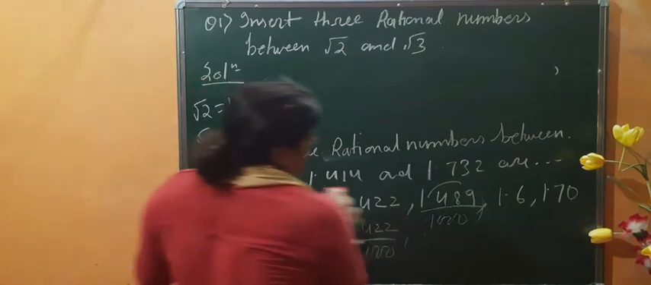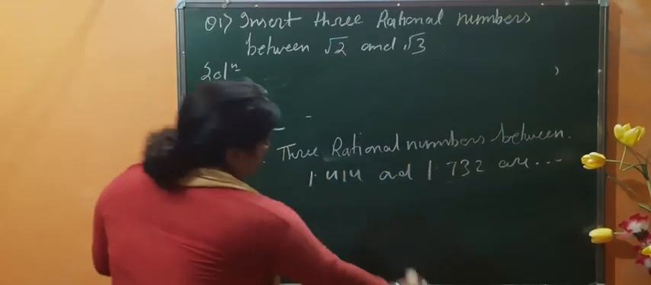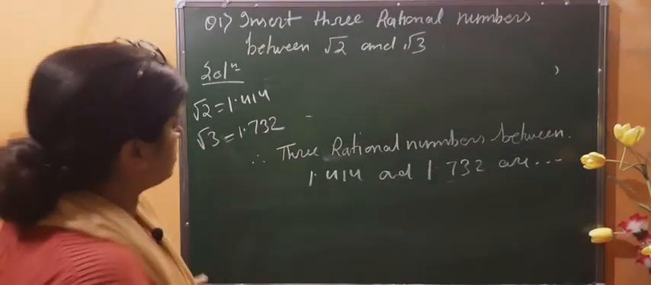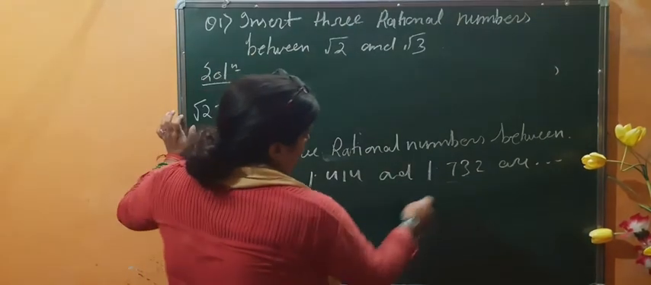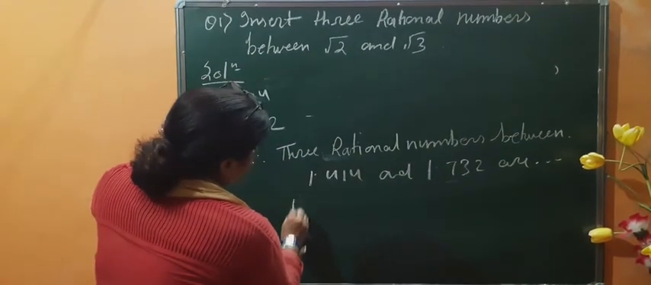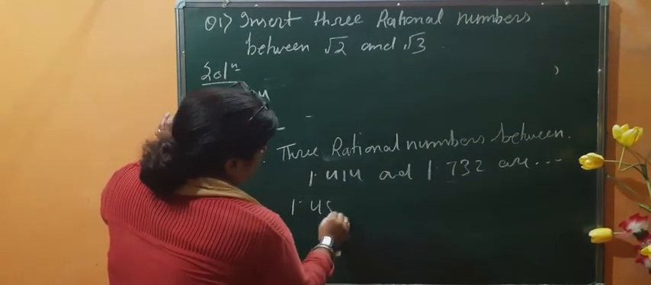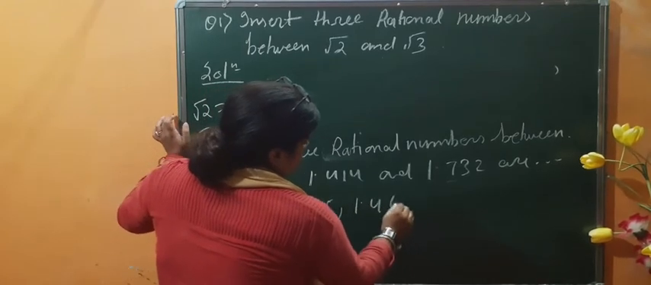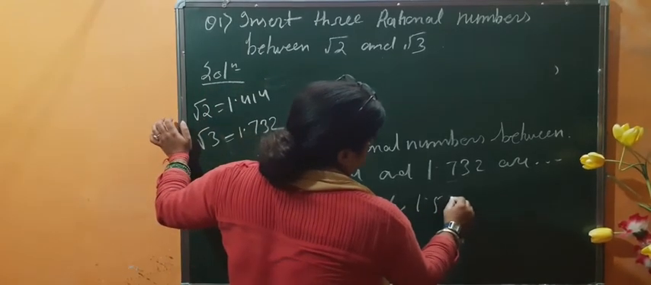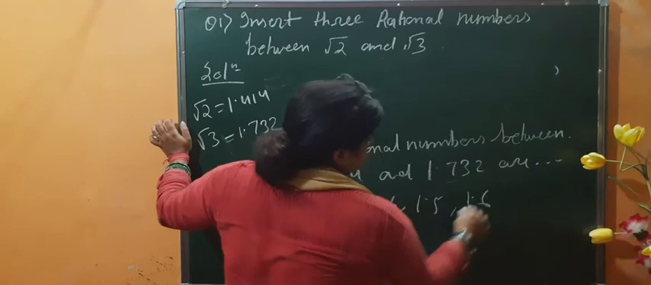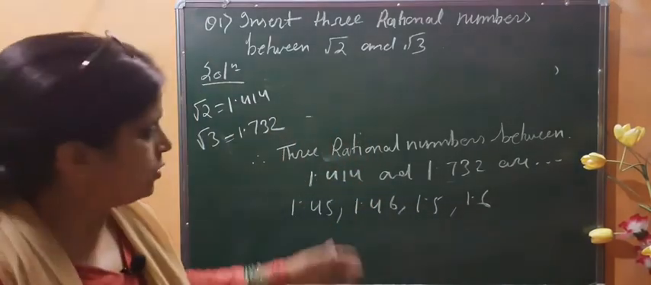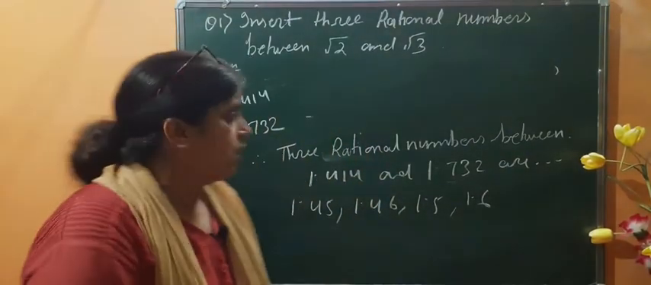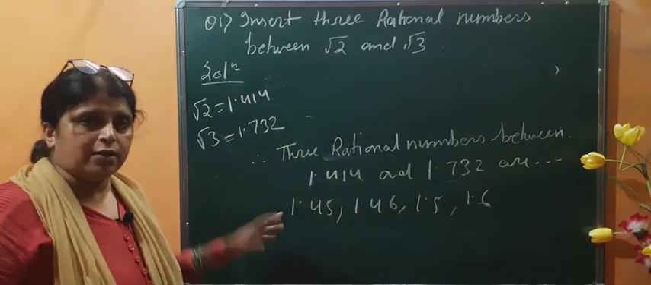Or if you want an easier method, then between 1.4 and 1.7 you may write 1.45, 1.46, 1.5, 1.6, any 3. Okay, so these are the rational numbers between root 2 and root 3. Here your answer is over.